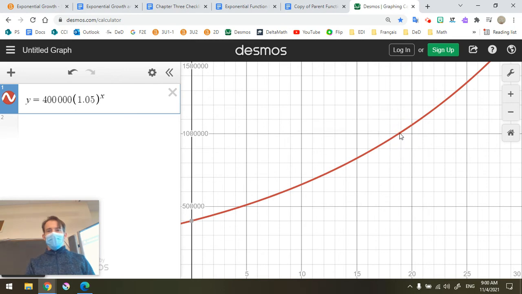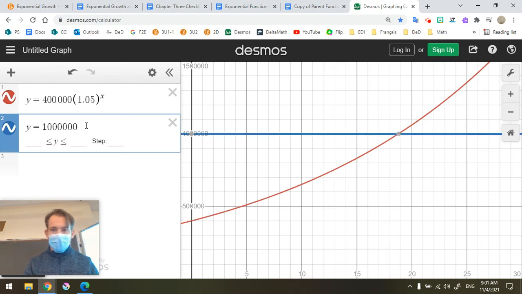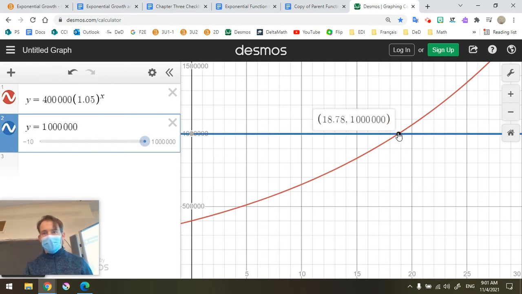So there we go. Here, if I want to know exactly when it crosses a million, I can just graph the line y equals a million. So here we go. And there, find the intersection point. There it is, 18.78. So that's your answer. In 18.78 years, it will reach that size.